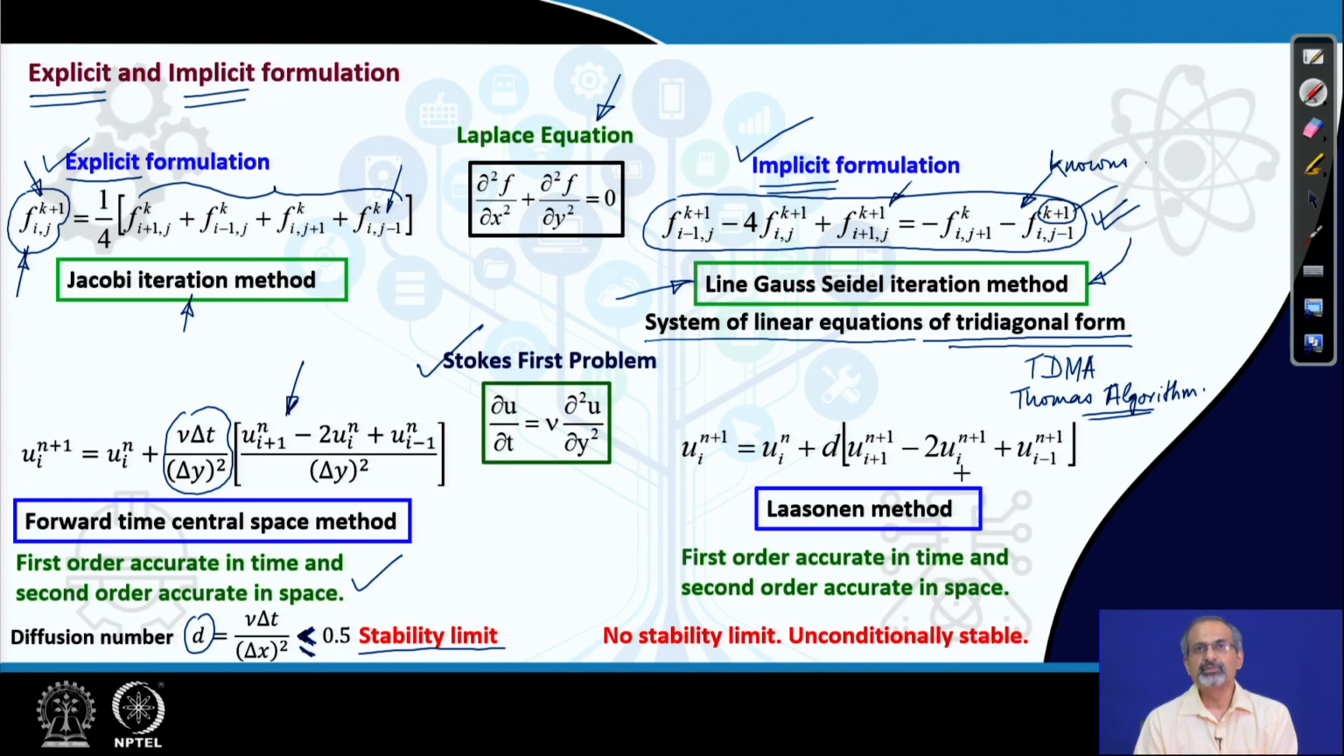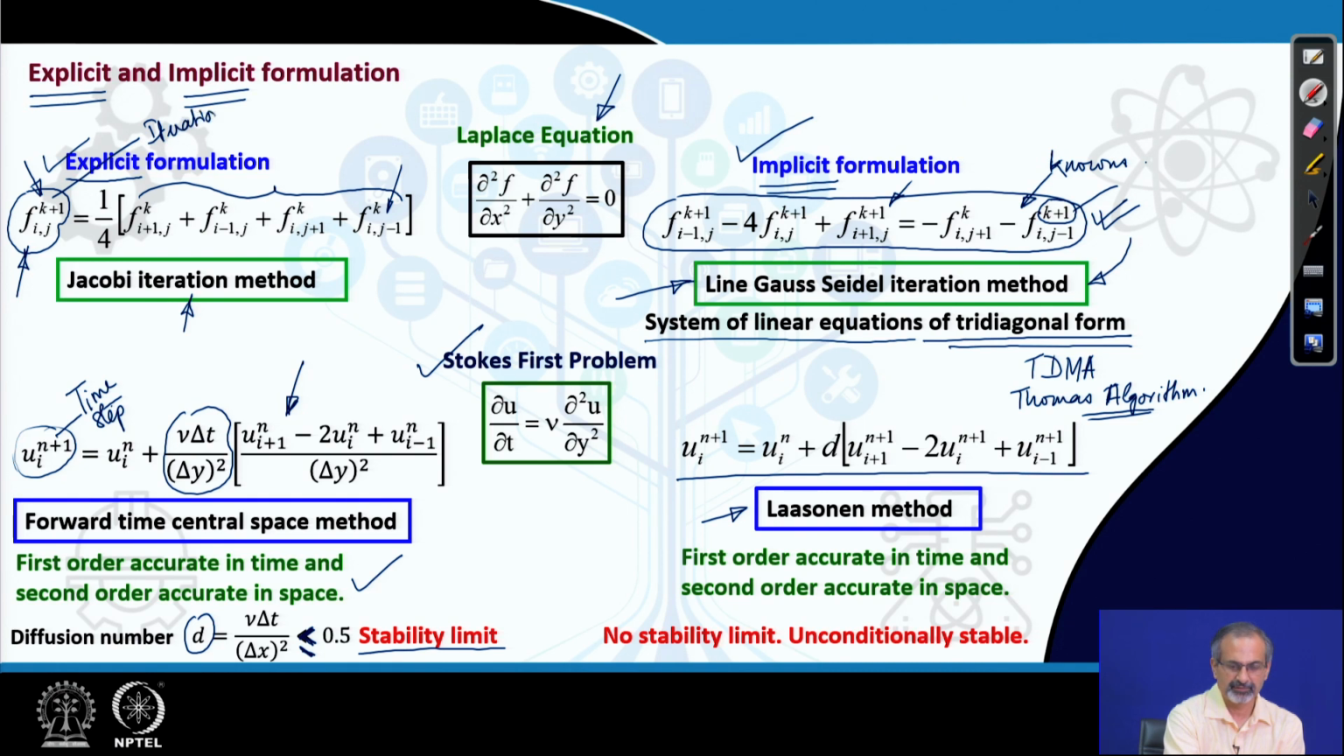On the other hand, if you use an implicit formulation, we are using a scheme which is called the Laasonen method. It looks like this. As you can see, here there was only one unknown at the n plus 1th level. Remember, this is a time step, while here k was an iteration step. There is a fundamental difference between the marching problems and the equilibrium problems. In marching problems, we have time steps. In equilibrium problems, we have iteration steps.